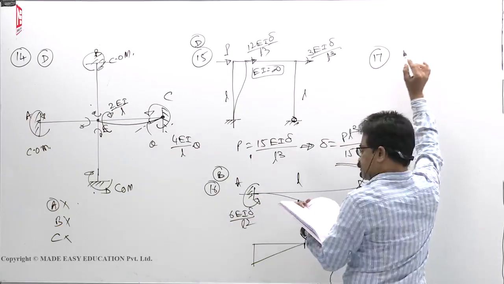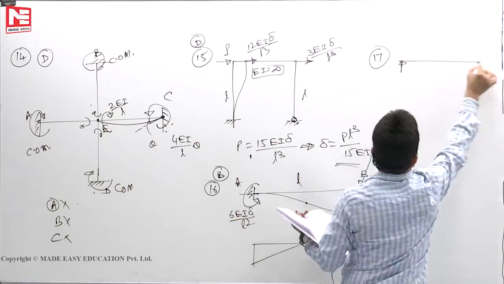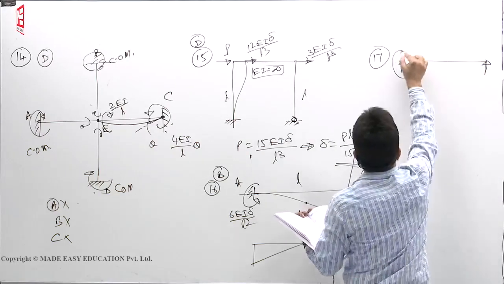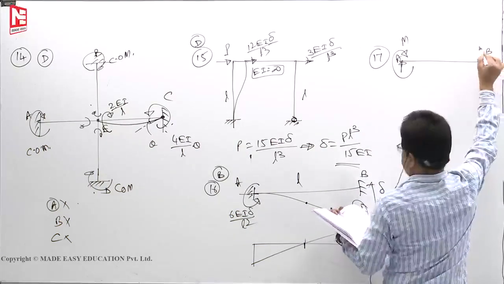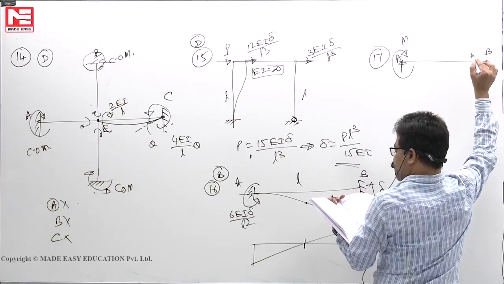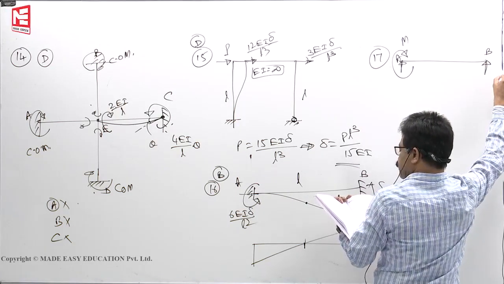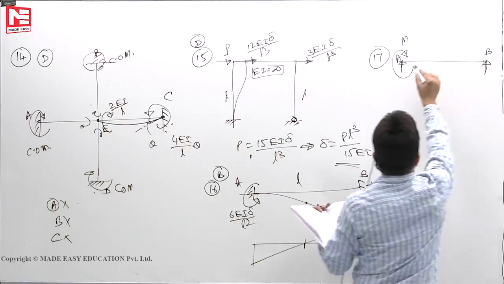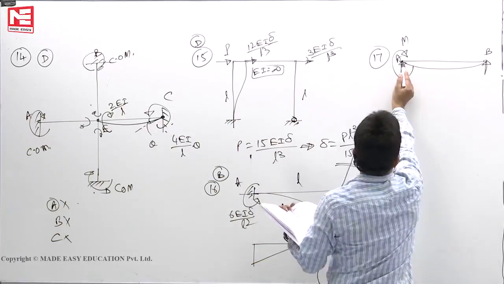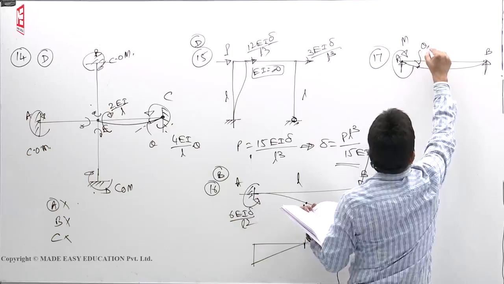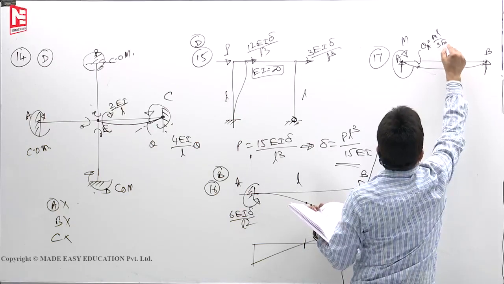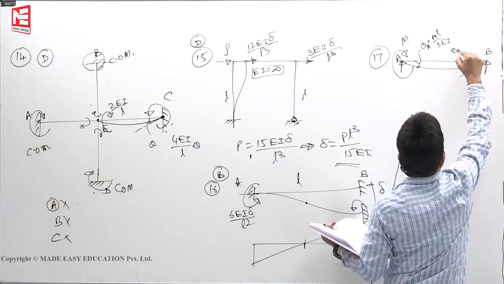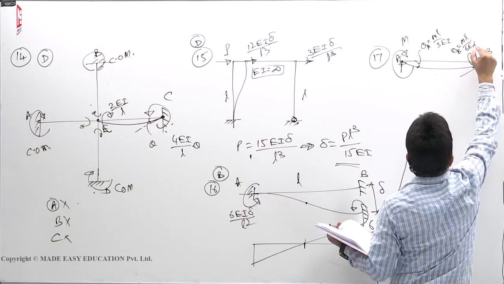Next, 17. A uniform simply supported beam is subjected to a clockwise moment M at the left end. What is the moment required at the right end so that the rotation of the right end is 0? Rotation of the right end 0, I want to get it. Because of this one, what I will get is theta A, ML by 3EI. Here, this is anti-clockwise, theta B, ML by 6EI.